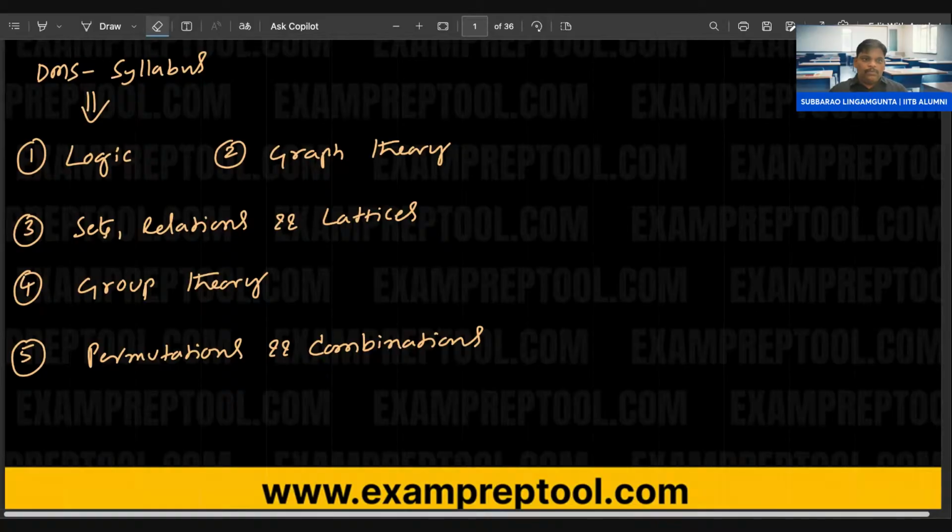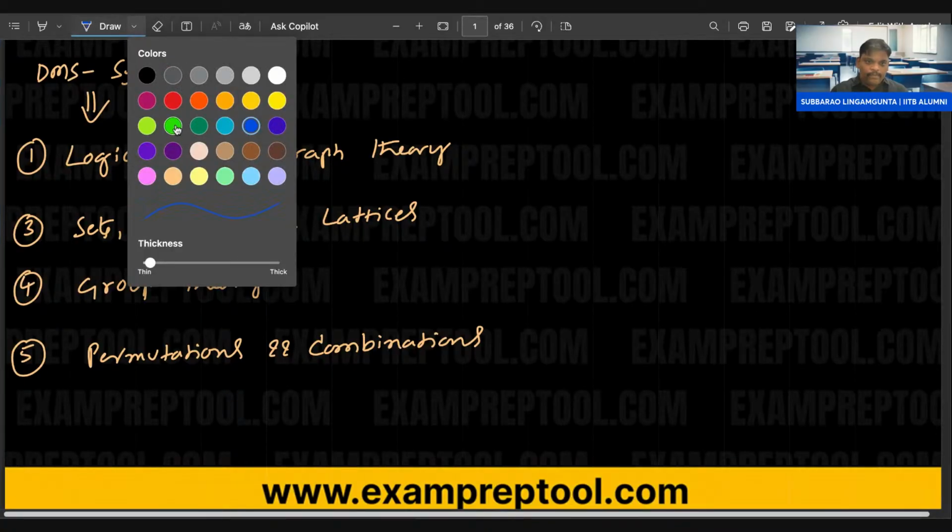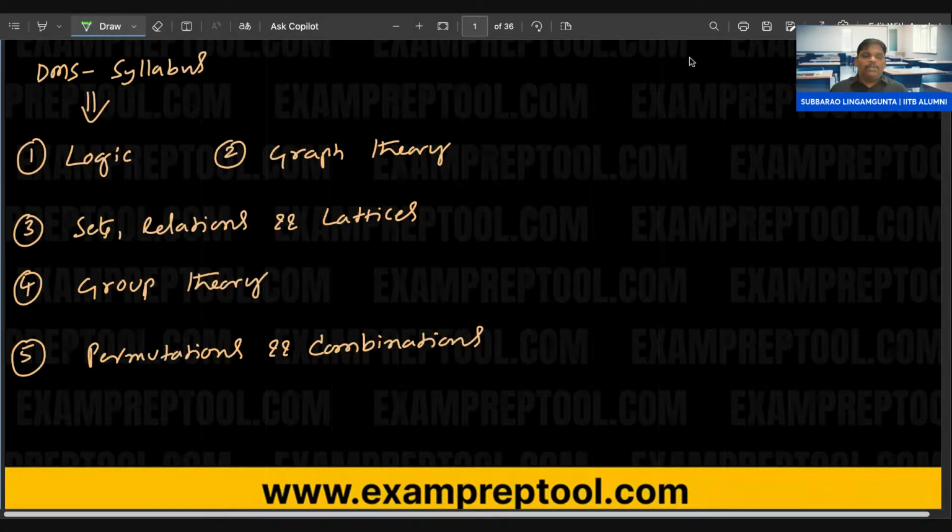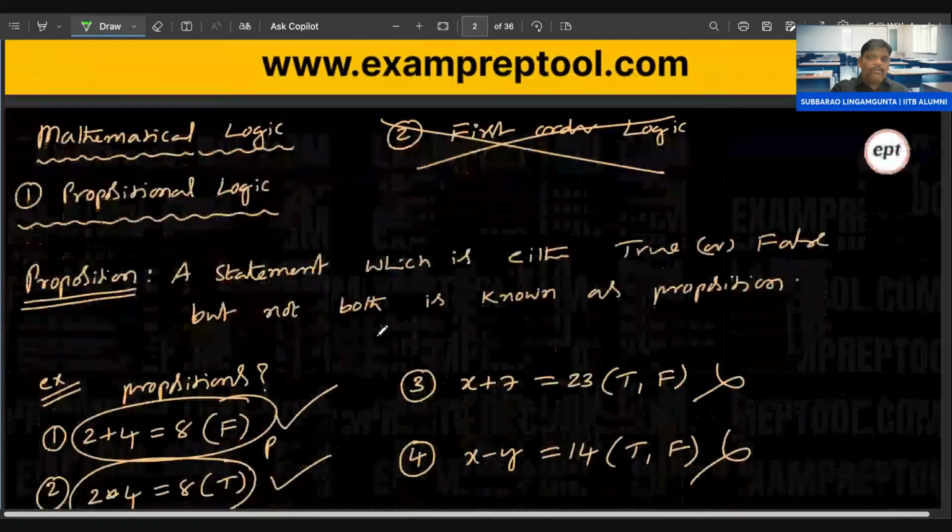This is the thing we discussed yesterday. Let's see one by one. Yesterday discrete mathematics started with logic. Mathematical logic is the first chapter. We started this, and afterwards we will see the remaining chapters.